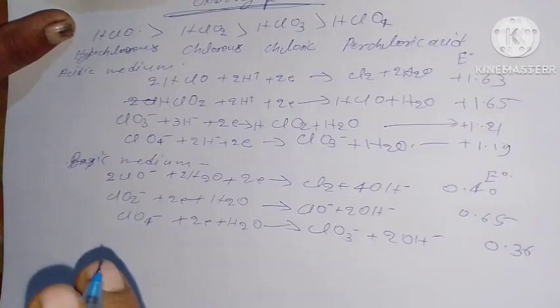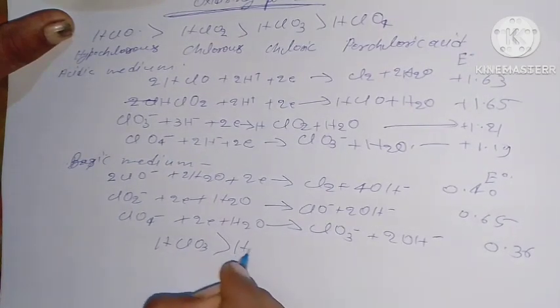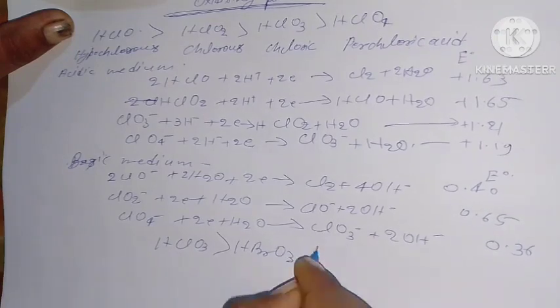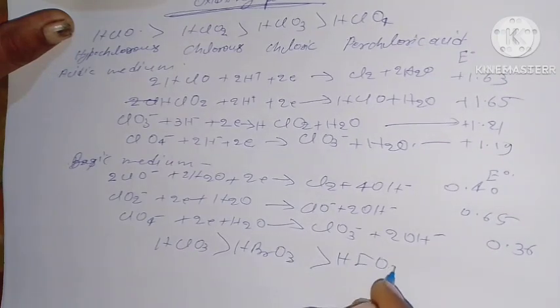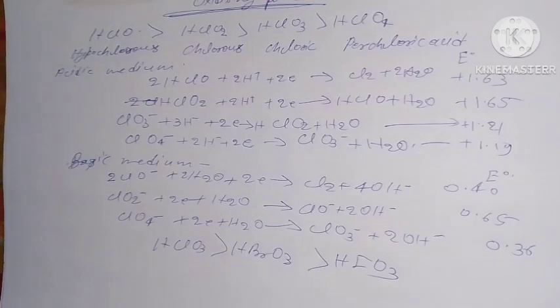The halic acids are strong oxidizing agents which can be arranged in the order of their oxidizing capacity: HClO3 is greater than HBrO3 is greater than HIO3. Halic acids and halates are formed by chlorine and iodine only. Perhalic acids are more powerful oxidizing agents than the halic acids.